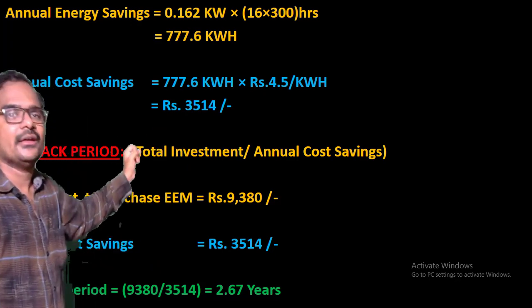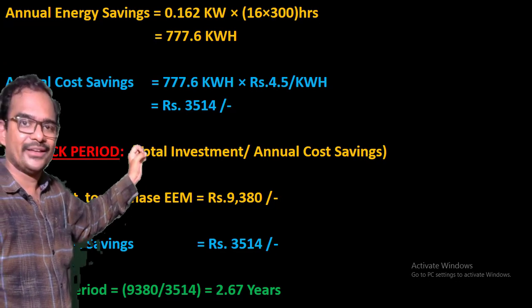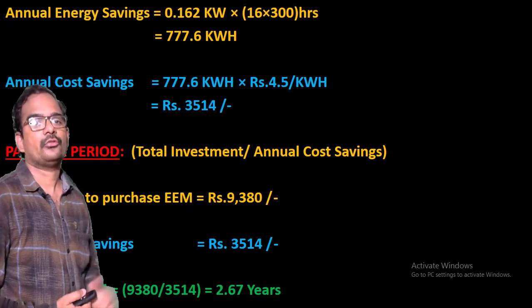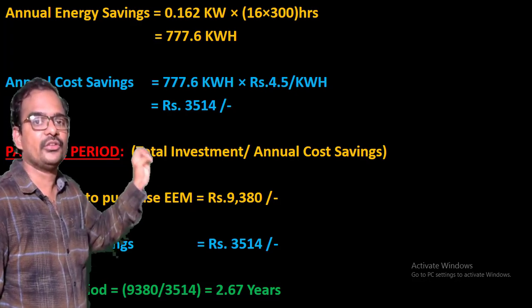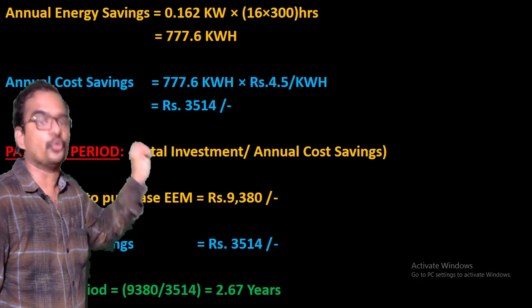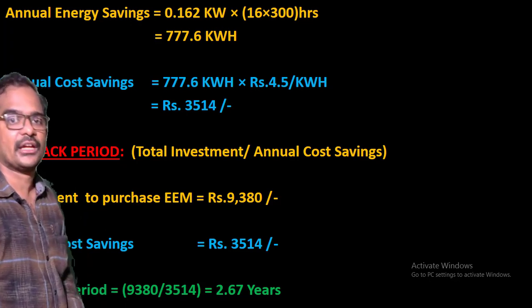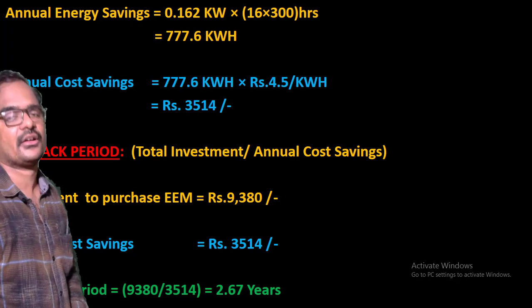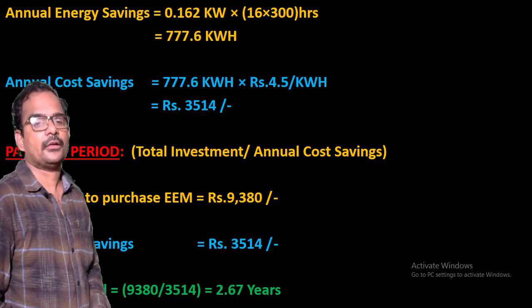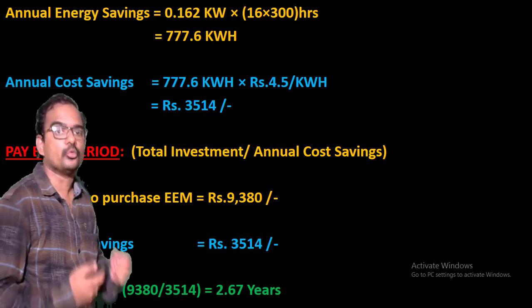It comes out to be 777.6 kilowatt hours. So this is the amount of electricity I am saving because of using the energy efficient motors. How many kilowatt hours am I reducing? 777.6 kilowatt hours I am able to conserve by using the energy efficient motors.